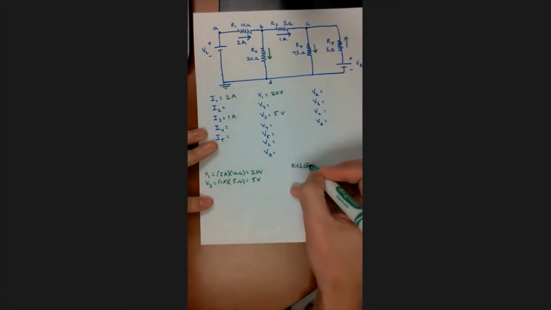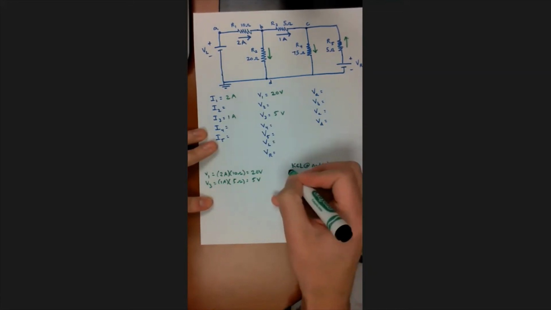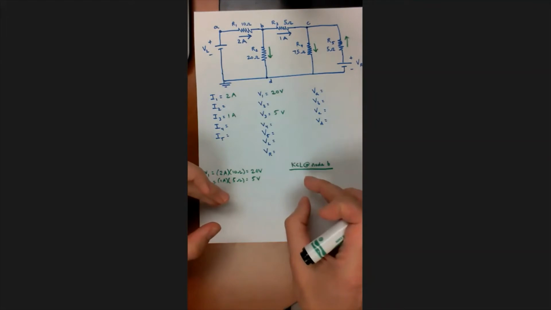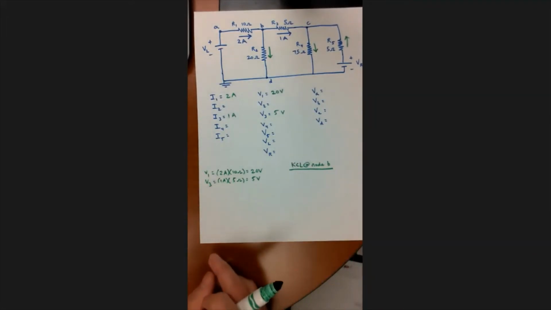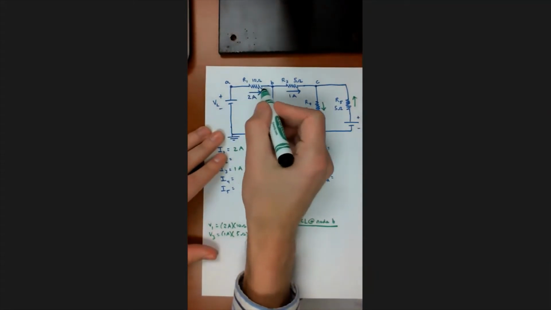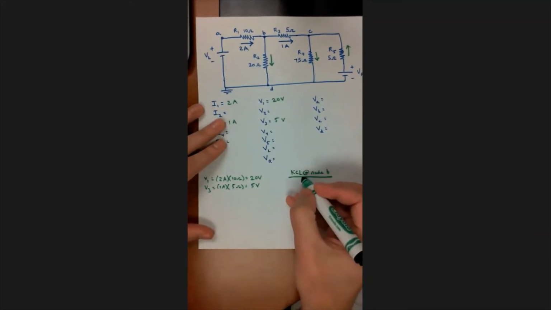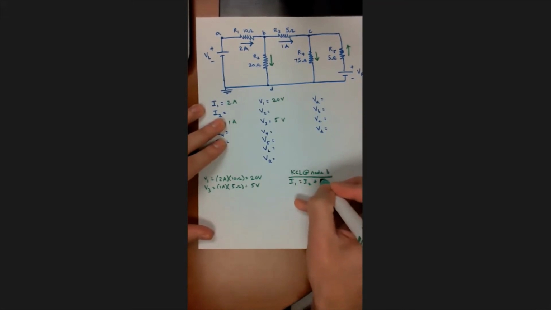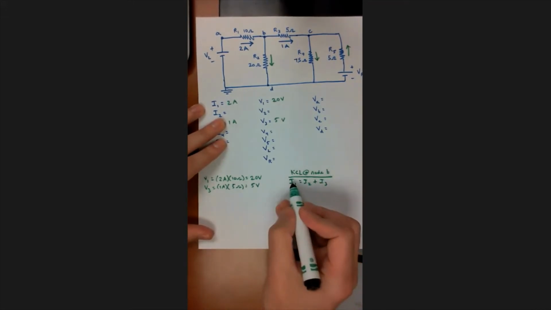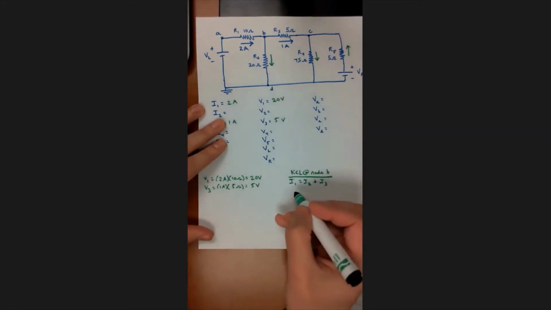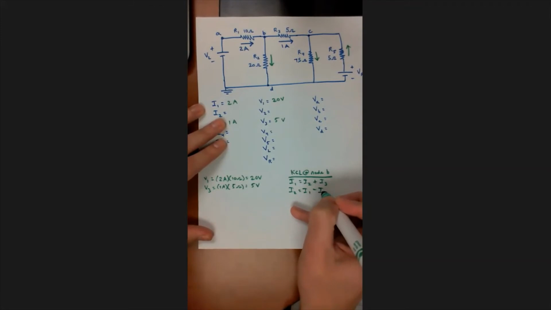KCL at node B. KCL says add up all the currents coming in on one side, set it equal to all the currents coming out on the other side. What's coming in? I1. What's coming out? I2 and I3. So our equation looks like I1 equals I2 plus I3. We know I1 and I3, so we need to get I2 by itself. So subtract I3 from both sides, and you get I2 equals I1 minus I3.